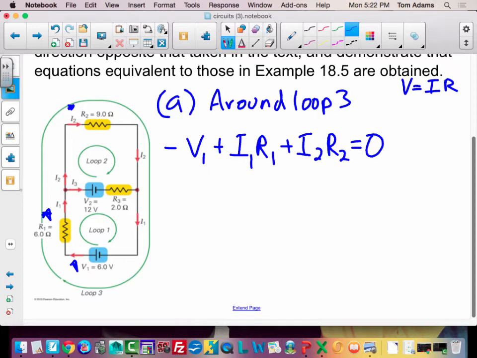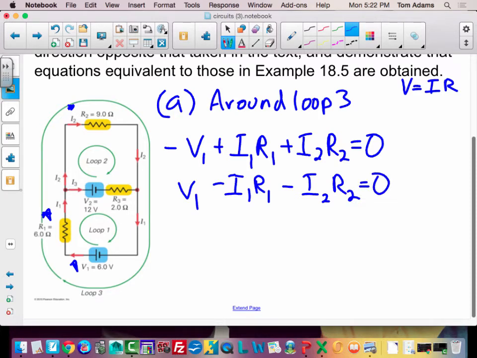And so I think we're done. Let me think this through here. Another way we could write it is if we were to go in the opposite direction, we would just reverse the sign. So that will be a positive V sub 1, minus I1 R1, minus I2 R2, which is equal to 0.